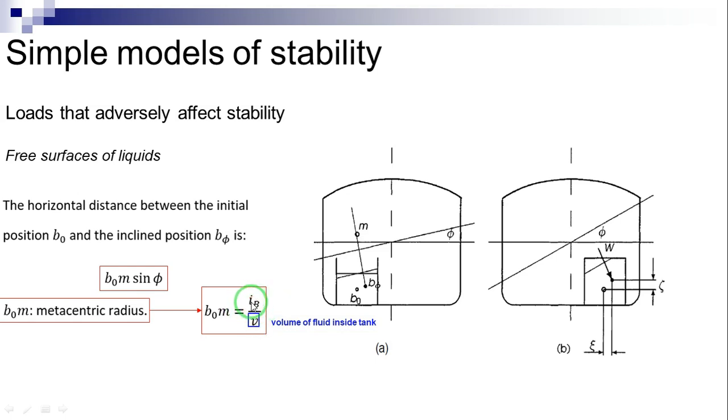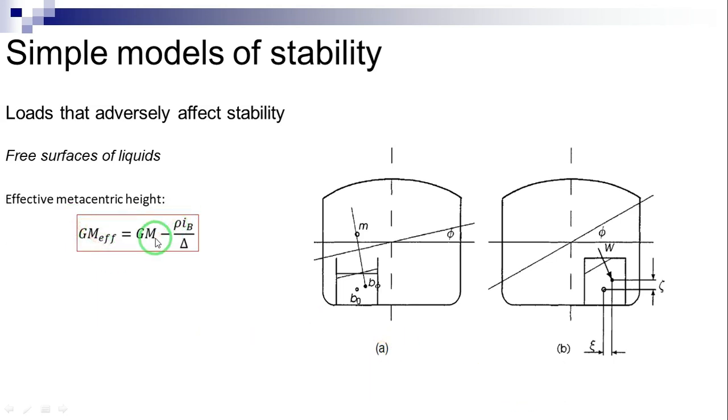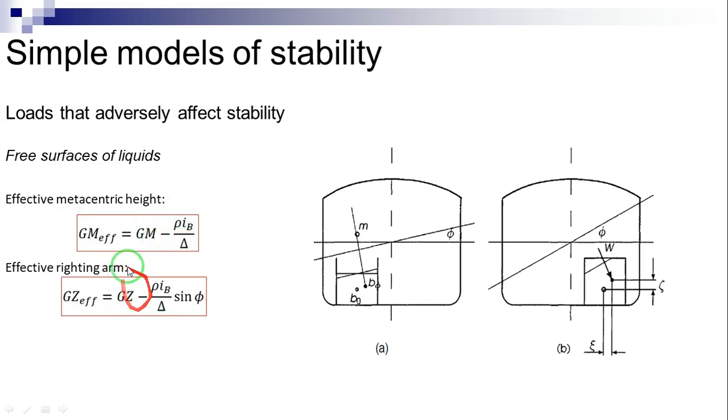The amount of transverse movement of the center of gravity can be calculated using this equation, which is simplified as shown here. By comparison with the preceding section, we conclude that the effective metacentric height is as shown here, and the effective righting arm can be obtained using this equation. Note that the liquid density rho can be replaced with the specific volume of the liquid, volume to mass, as follows: rho equals 1 divided by delta.